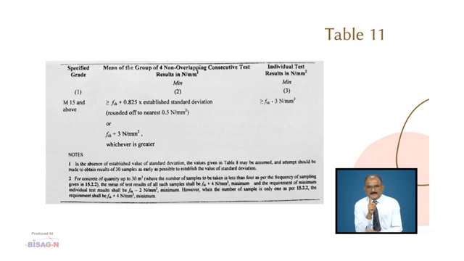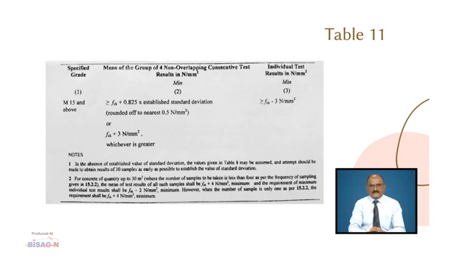The established standard deviation means when you are testing the cubes, when you are testing at least 30 samples, you calculate a standard deviation from the statistical methods from the actual values achieved at site. That is the established standard deviation.